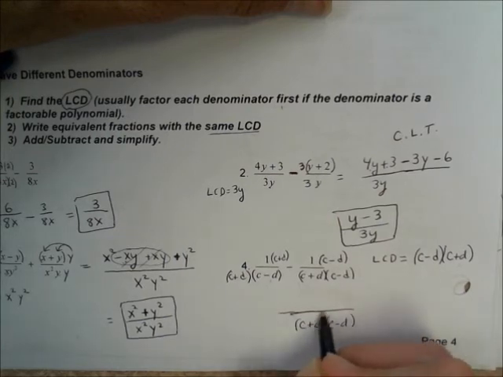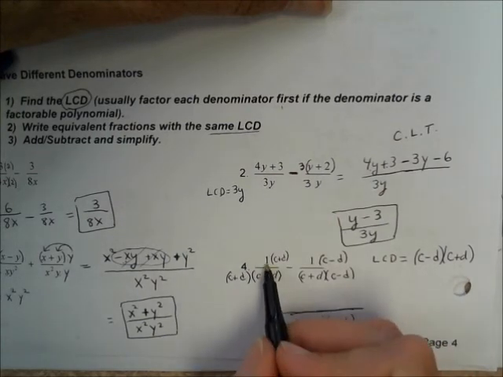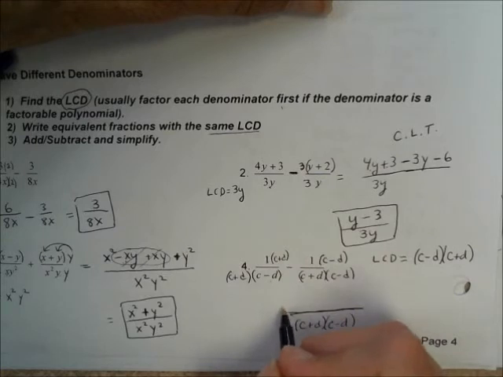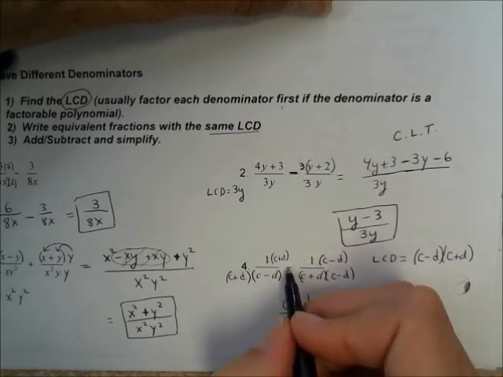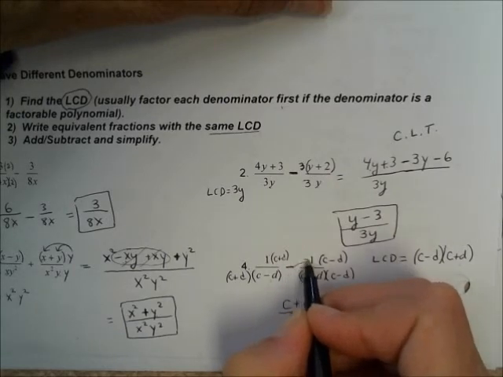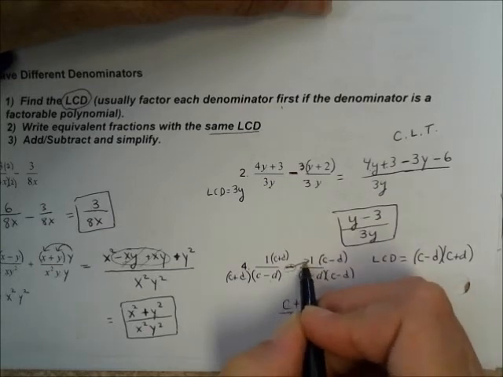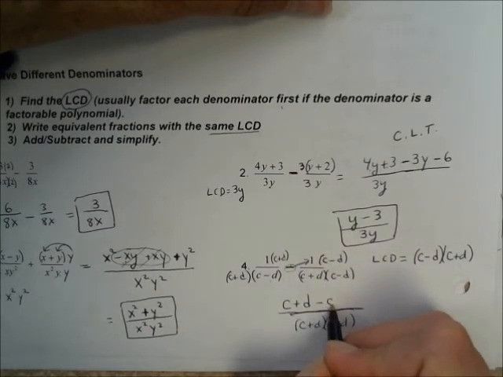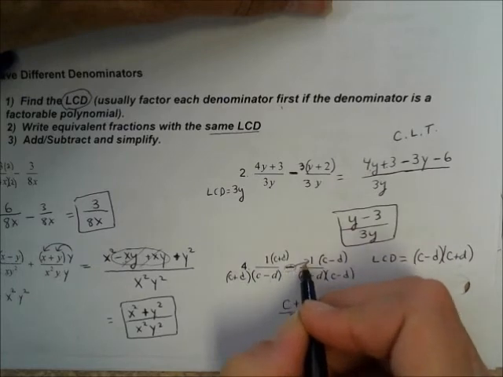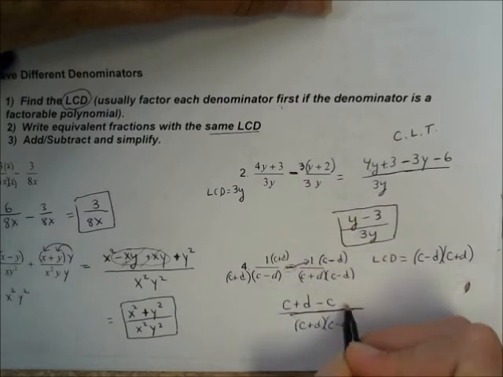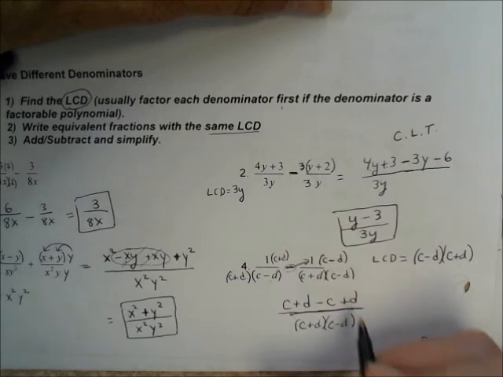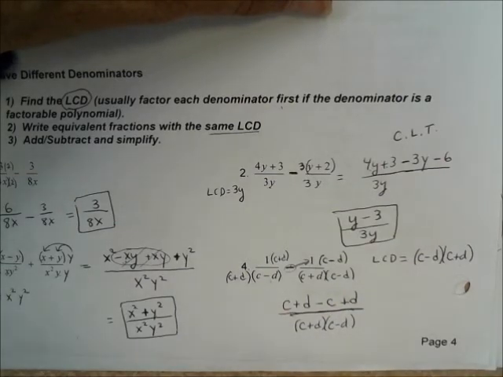That's the common denominator. Well, what happens in the numerator? 1 times c plus d is c plus d. This subtraction really means it is a negative 1, so negative 1 times c minus d. Negative 1 times c is a negative c, and a negative 1 times a negative d gives you a positive d. This one is really, really tricky.